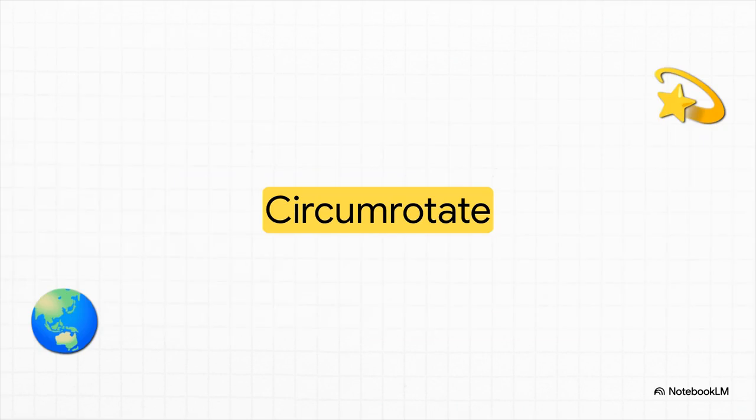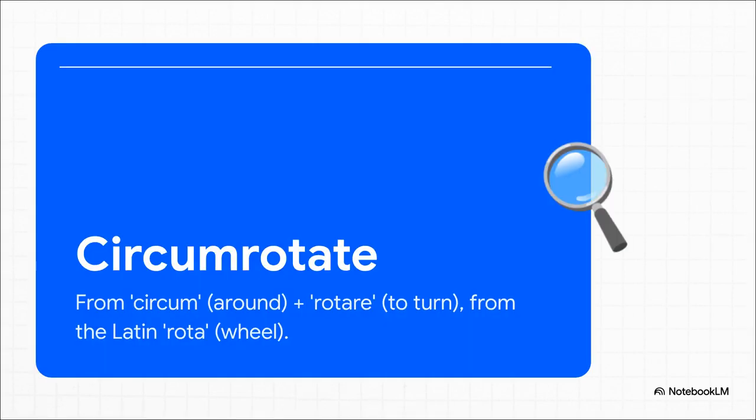And for our last word in this section, we're going from the sea to the heavens. Let's try this one. Circumrotate. This one feels almost scientific, doesn't it? We've got circum, meaning around, plus rotere, which means to turn, and comes from the Latin word for wheel, rota. So to circumrotate is to turn or revolve around a central point.